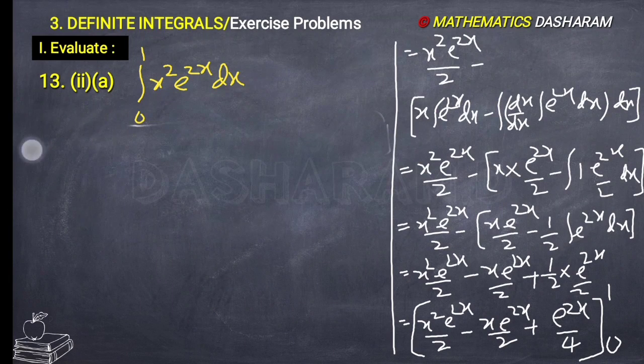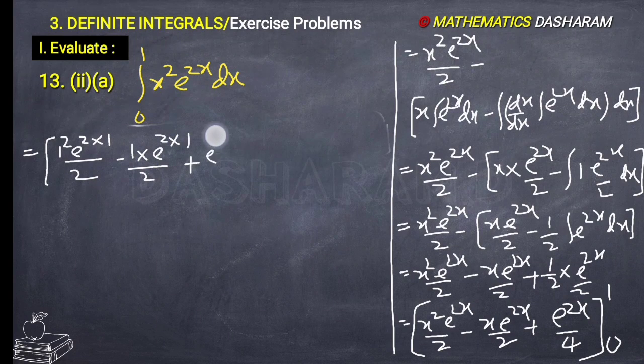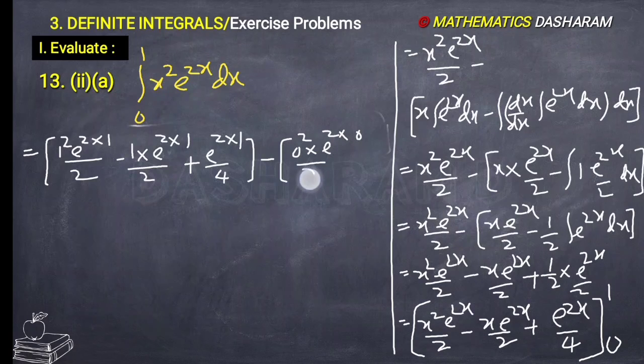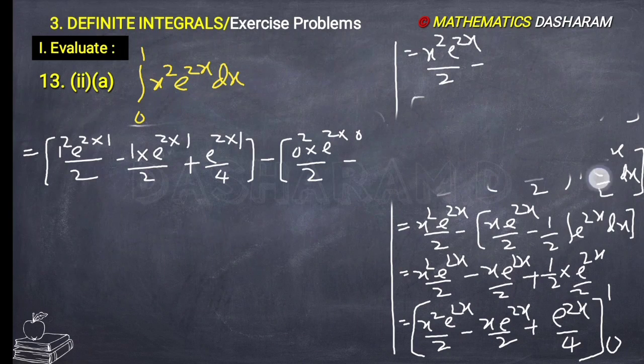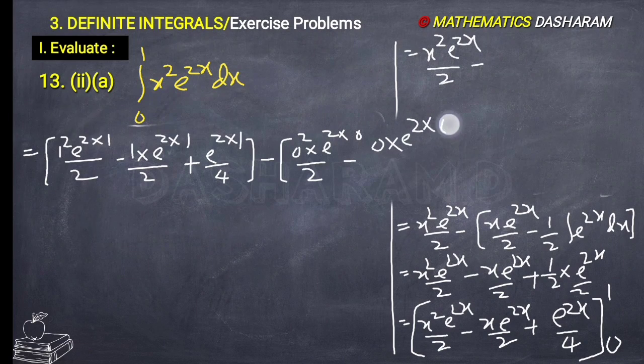Then substitute the upper limit, 1 square into e power 2 into 1 divided by 2 minus 1 into e power 2 into 1 by 2 plus e power 2 into 1 by 4. Next minus, substitute the lower limit, 0 square into e power 2 into 0 divided by 2 minus 0 into e power 2 into 0 divided by 2 plus e power 2 into 0 divided by 4.